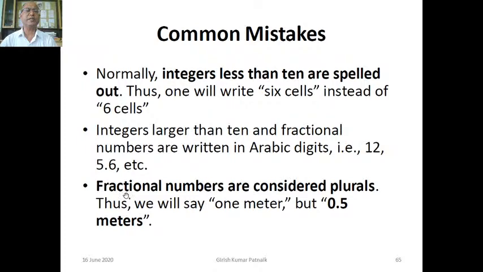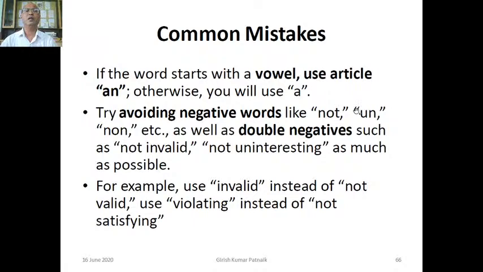fractional numbers are always considered plural. So you need to write like this: 1 meter, it is fine. This is singular. But whenever you are writing 0.5, now you need to write meters. This is plural. Right? So fractional numbers are always plural, so you should use the plural word. Then vowels, you know very well, you are supposed to use the and.